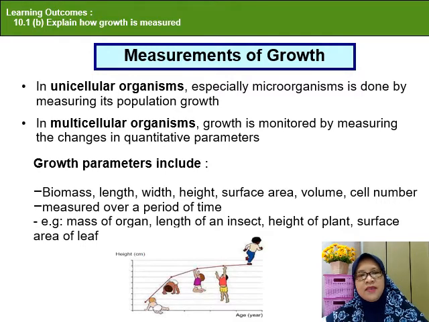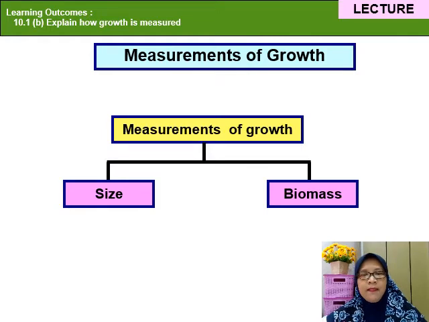It is different in multicellular organisms. The growth is monitored by measuring the changes in quantitative parameters. The growth parameters include biomass, length, width, height, surface area, volume, and cell number, and they are measured over a period of time. For example, mass of an organ, length of an insect, height of a plant, and surface area of a leaf. There are two types of measurement of growth. We can use size as a measurement of growth, and the other one is biomass.